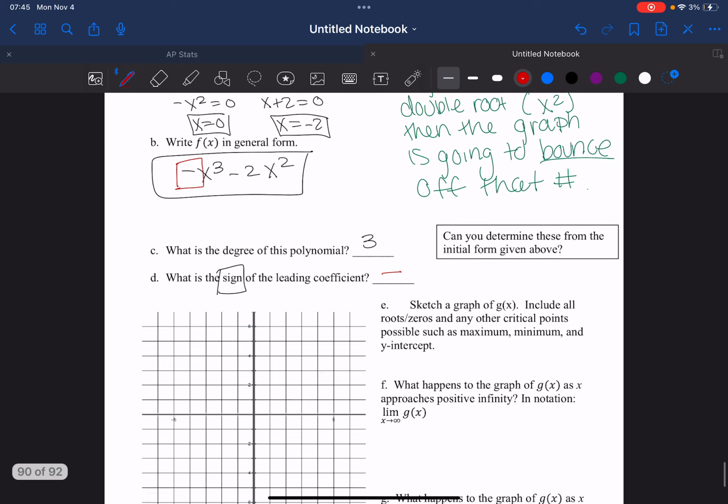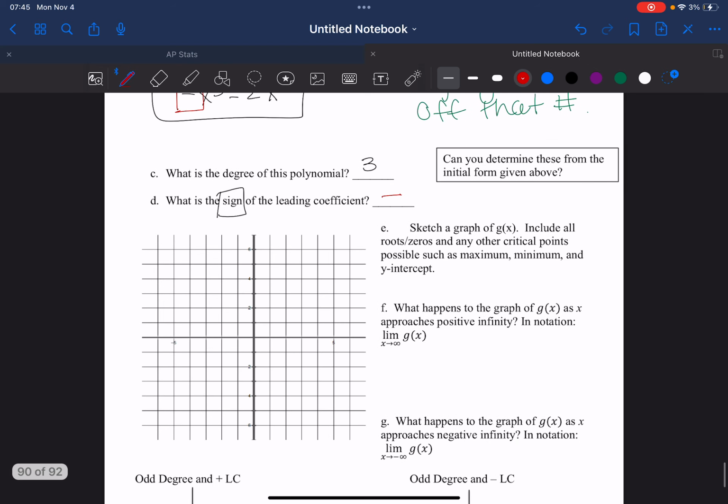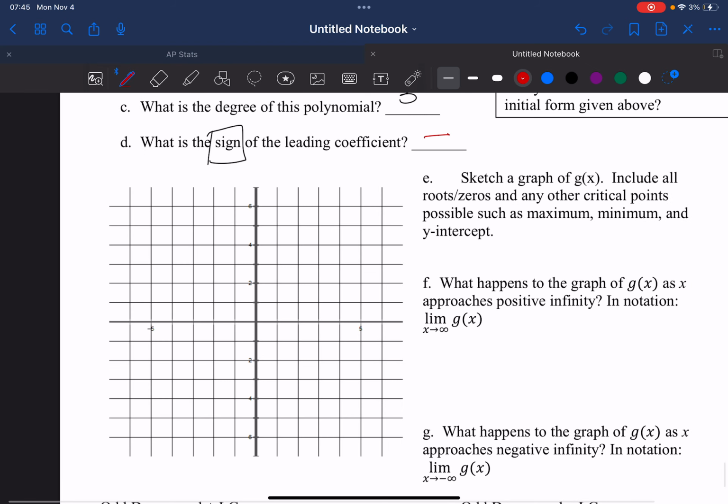So we're going to plot the points 0 and negative 2. And this time, since our leading coefficient is negative, we're going to start towards the top. So I'm going to go down, go through this negative 2 point, go back up and bounce off of that 0.